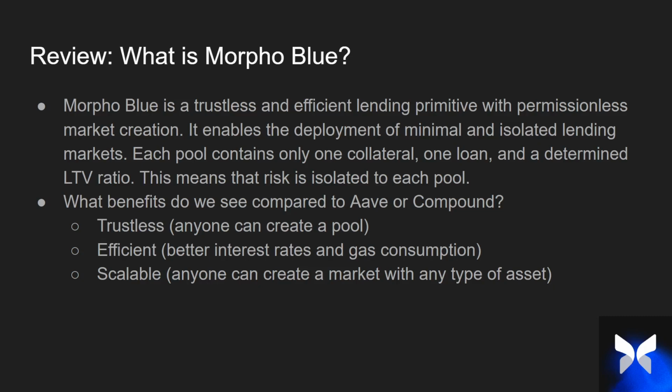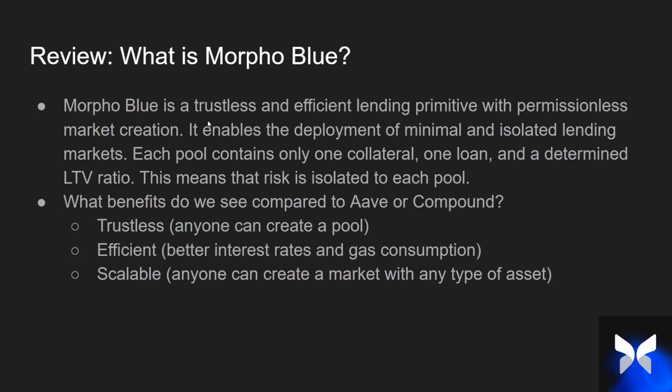Efficiency is far higher, meaning that the loan to value ratios can be higher for Morpho. And so therefore you're getting better interest rates and things like that, and then scalable. So anyone can create a market with any type of asset and add any kind of liquidity, trading volume, things like that. So really, really cool.